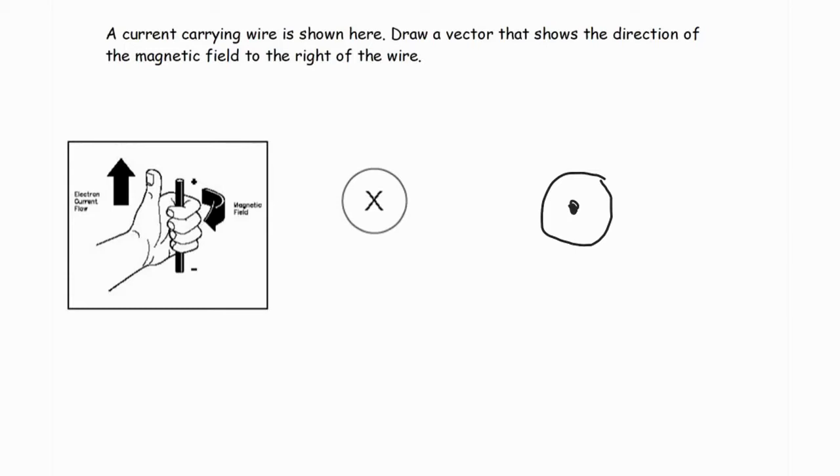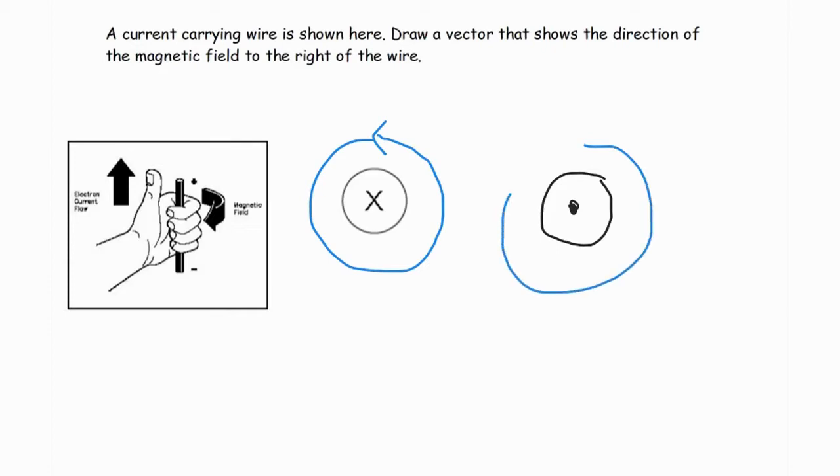Okay, so this one on the left is going into the page. I'm using my left hand because I'm talking about electrons. If I put my thumb into the page, my fingers are going to curl around this direction. So that is the direction of the external magnetic field. If I look at this second one, now my thumb's coming out of the page, and my fingers would curl around this direction, the direction of the external magnetic field.